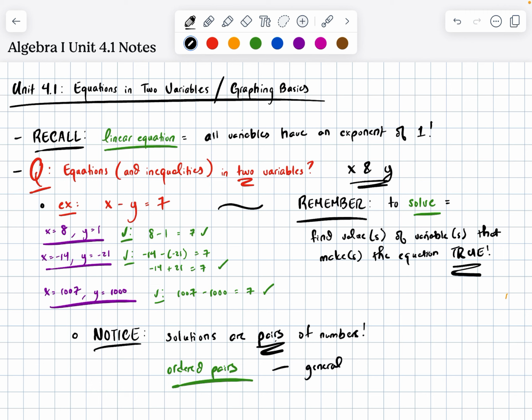And by convention, the way that we have chosen to order them is in the following form. So the general form of an ordered pair starts with a parentheses, and then usually if I'm talking about values of x and y, we put the x value first, followed by the y value, separated by a comma, and ended with a parentheses.